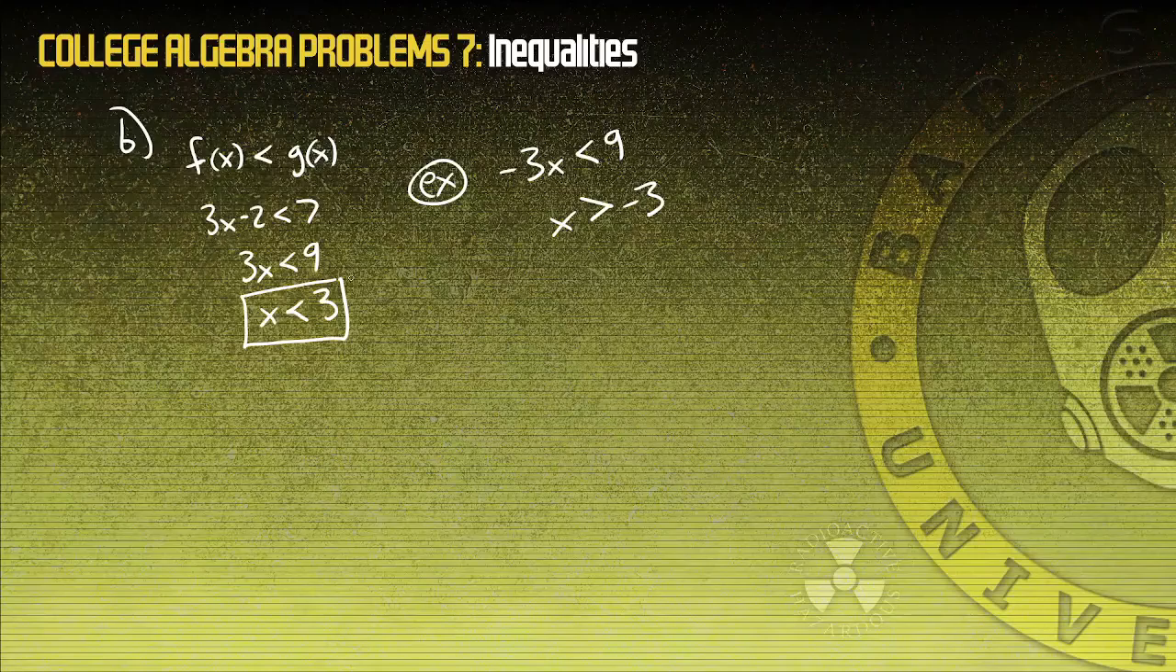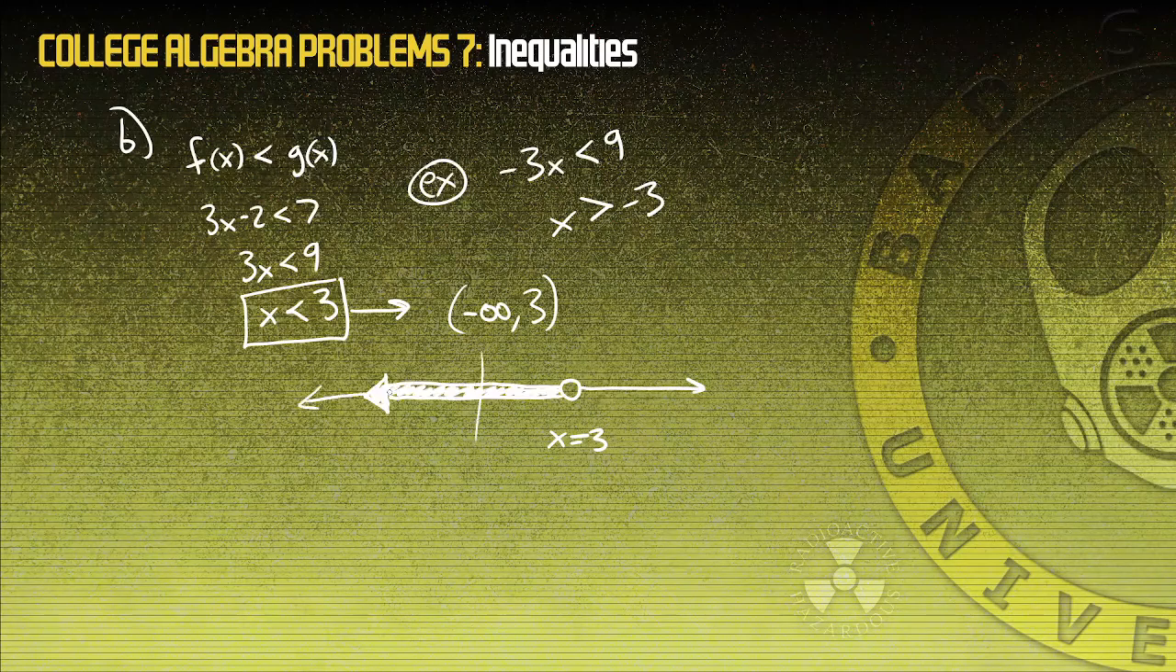So our answer here is x is less than 3, and if you write that in interval form, you have minus infinity and 3, both with soft parentheses. And if you write this on a number line, you have an open circle at x equals 3. And the circle's open because it's less than 3, not less than or equal to 3.